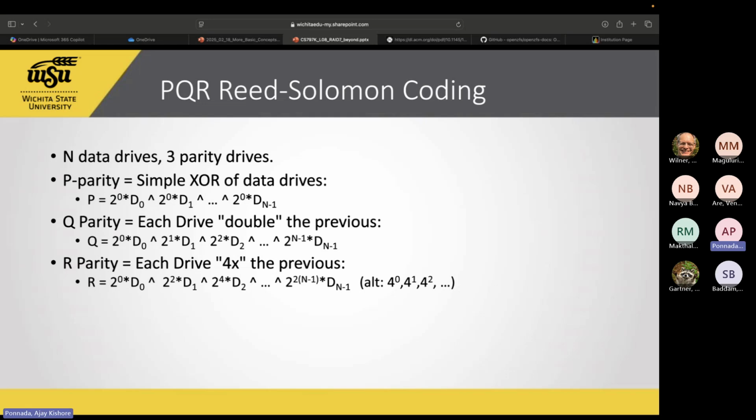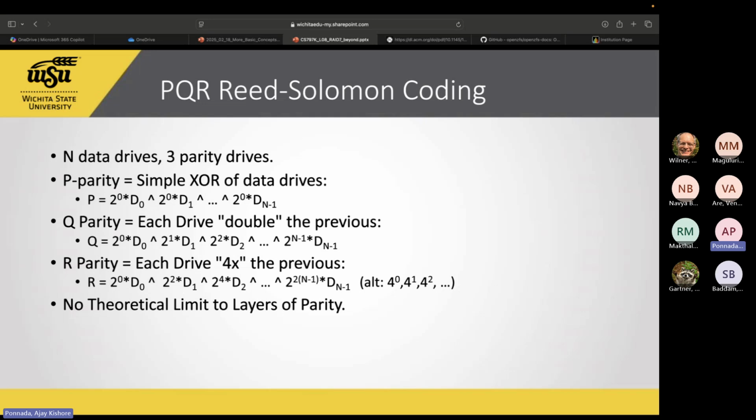4 times the previous one. So this is how we calculate the R parity. It's a simple XOR operation, but we're doubling and multiplying it with 4 times with the previous drive to get the parities, P, Q, and R. That's it. So N data drives, the 3 parity drives. So it's a simple XOR operation. That's it. So no theoretical limits to the layer of parity. So we can do just a simple XOR calculation to calculate the parity.